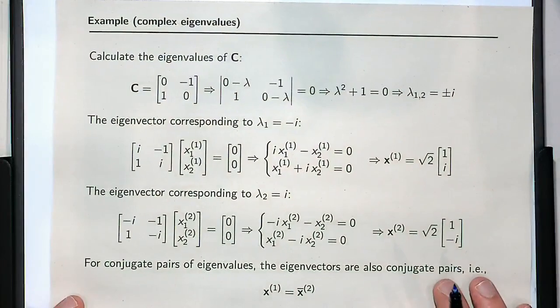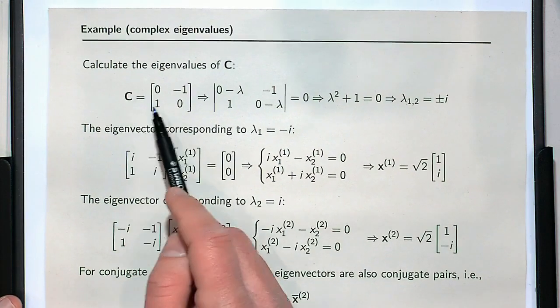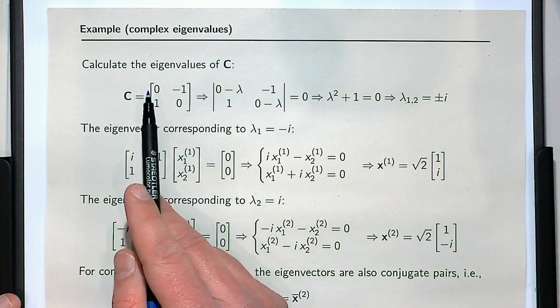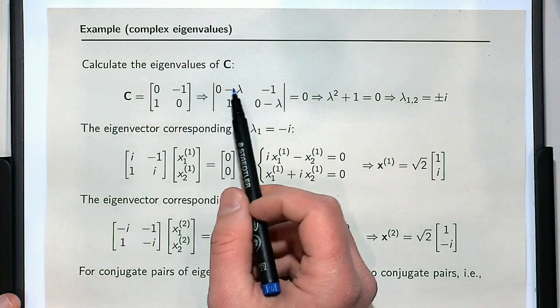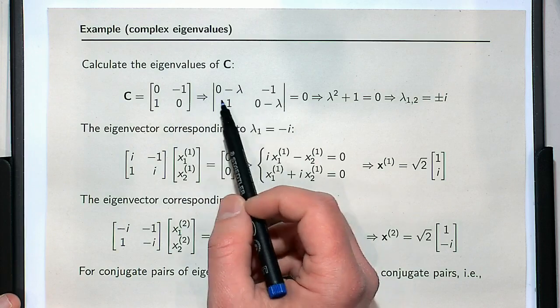Now let's look at another example. We can have complex eigenvalues even though we have a real matrix. As an example, we have a 2x2 matrix C, and all elements are real. But let's do the same procedure to calculate the eigenvalues of C. Just subtract lambda from the main diagonal elements.